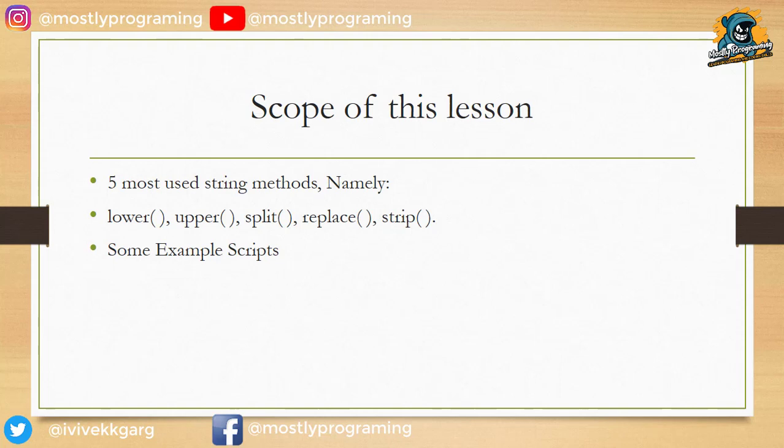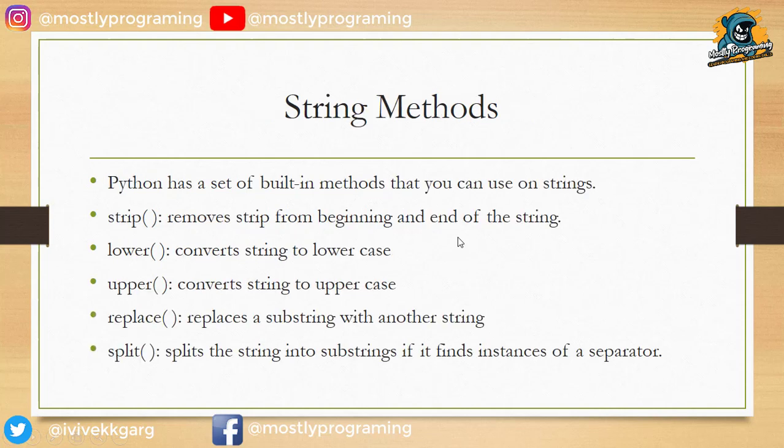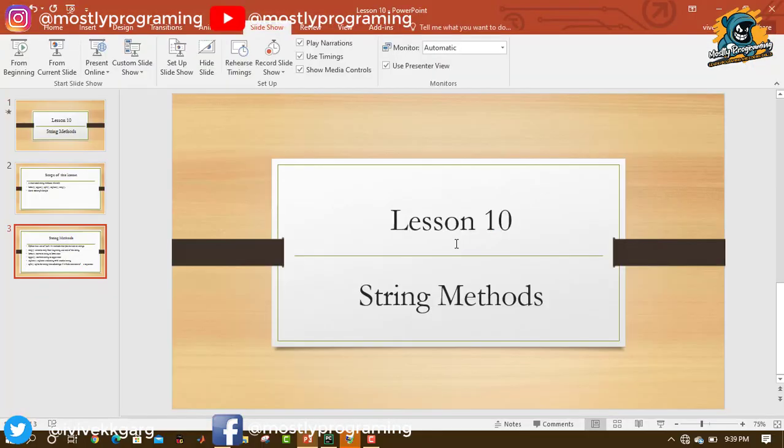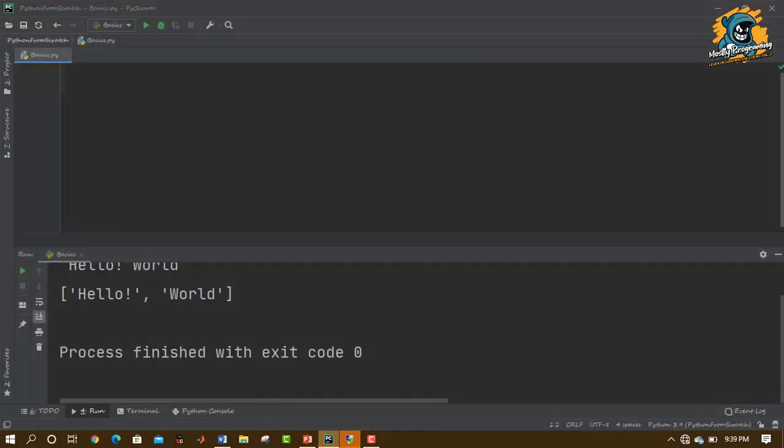So let's get started. The scope of today's lesson is we are going to discuss the 5 most used string methods, namely lower, upper, split, replace, and strip. Also, we are going to see some example Python scripts. So these are the 5 string methods that we are going to use. Number 1 is strip. Strip basically removes any white space from either the beginning or the end of both. Let us see on PyCharm.